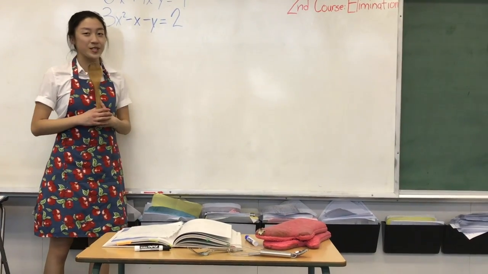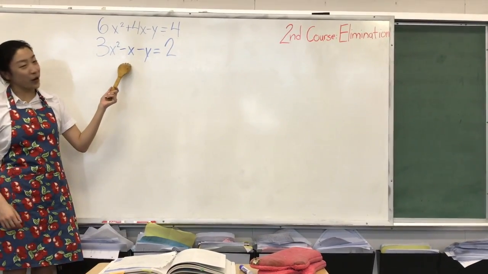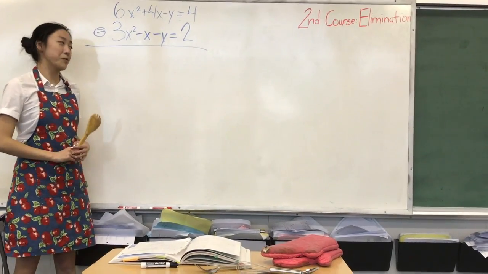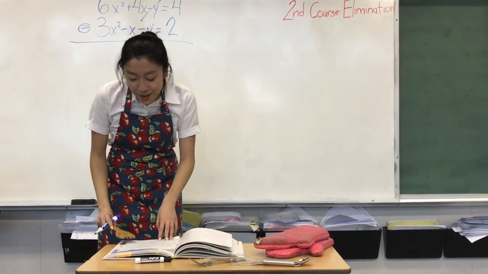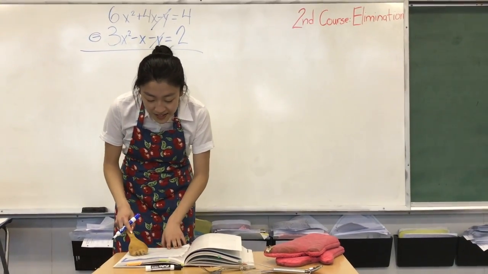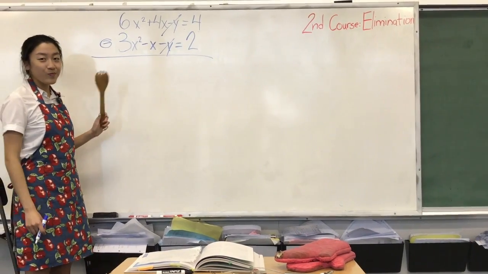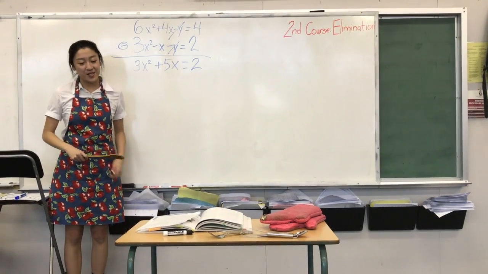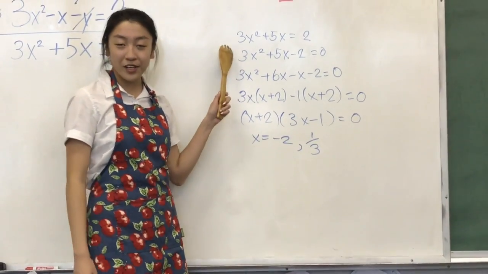For our second course, I'm going to teach you how to solve by elimination. Here's one. Figure out which variable to eliminate. Let's eliminate y. Step 2. Subtract or add the two equations to eliminate a variable. In this case, we subtract this one from this one. Okay. Step 3. Subtract. This is how you solve a quadratic equation.